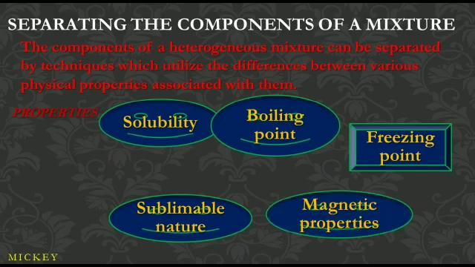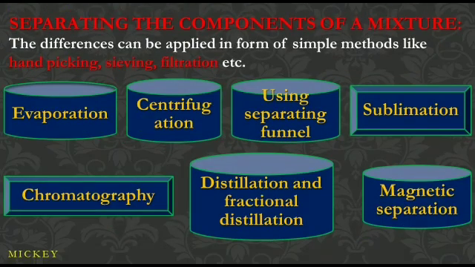nature of the components. Kids, we had studied about separating components in class 6 as well, but simple methods such as handpicking, sieving, filtration. Class 9 will focus on evaporation, centrifugation, separating funnel, sublimation, chromatography, distillation and fractional distillation, and finally magnetic separation.